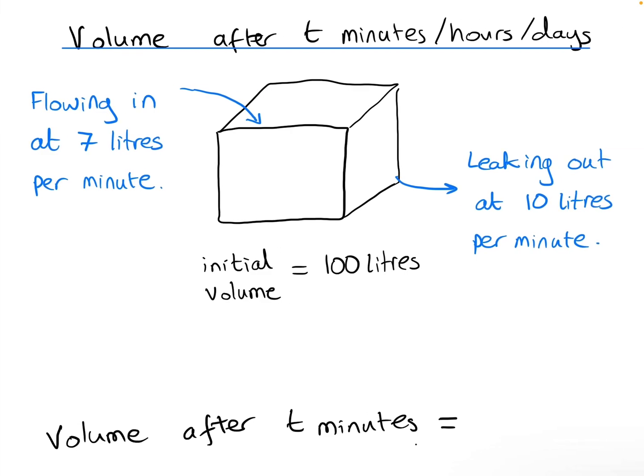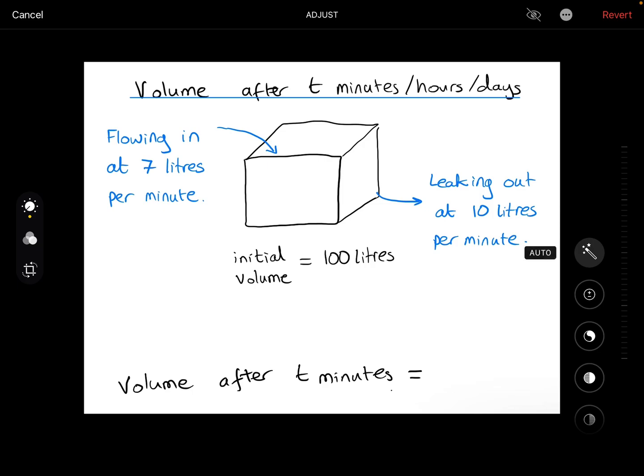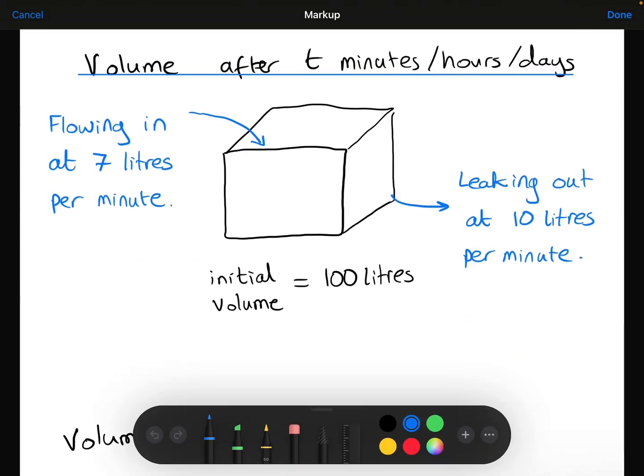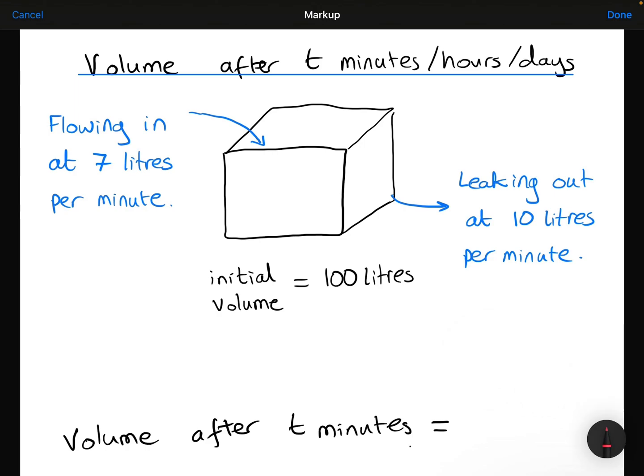So, first of all, really simply, the volume after t minutes. In this case, I have got a container that's got an initial volume of some liquid inside it of 100 litres. We have got a liquid flowing into this container at 7 litres per minute. And at the same time, we have got liquid leaking out of the container at 10 litres per minute. I want to know what's the volume of the liquid in the container after t minutes.